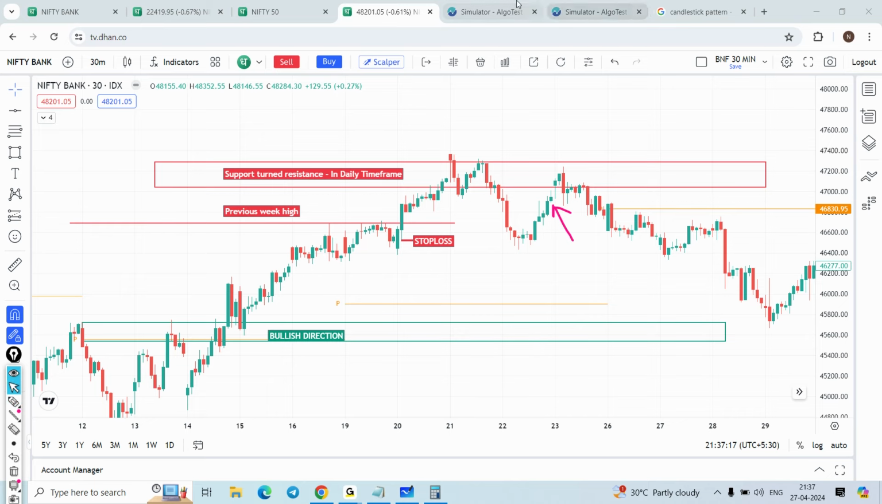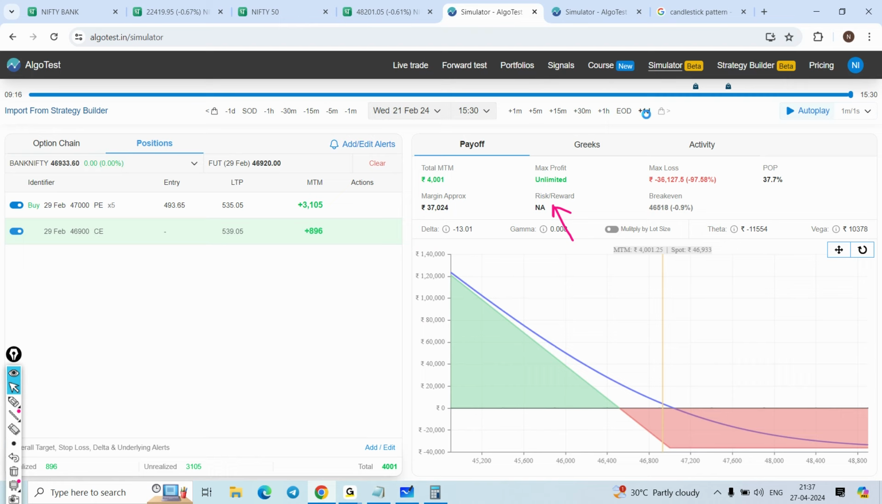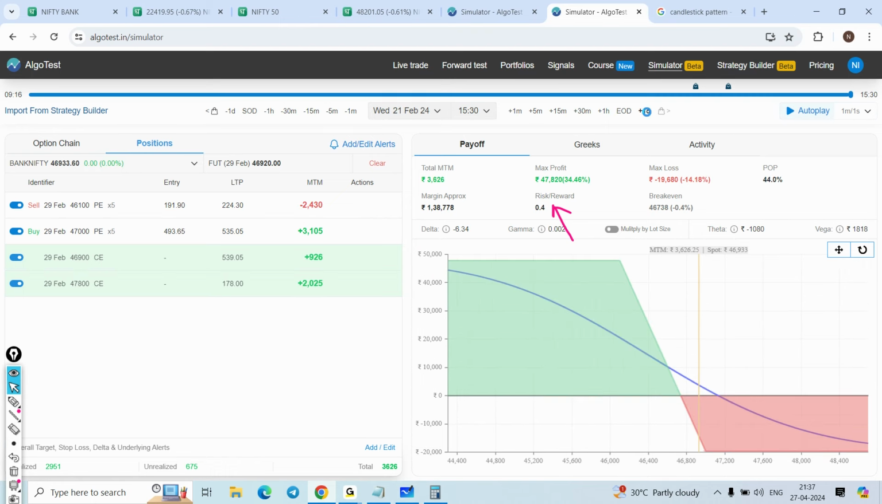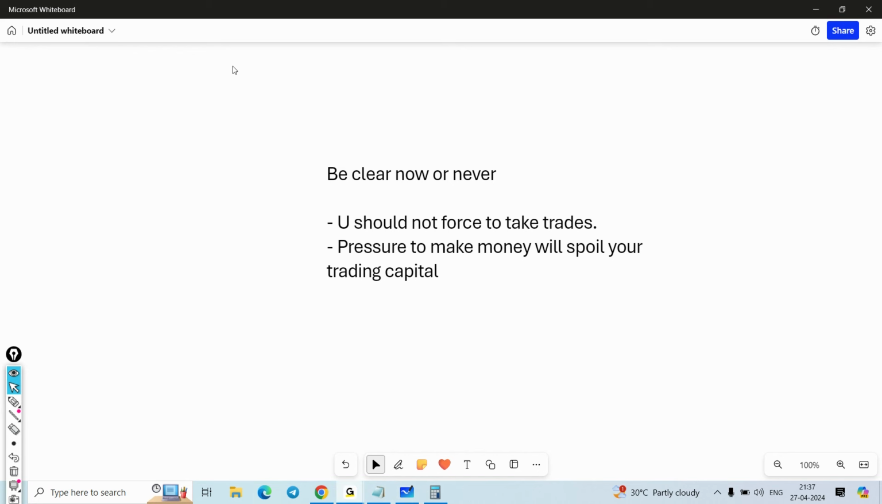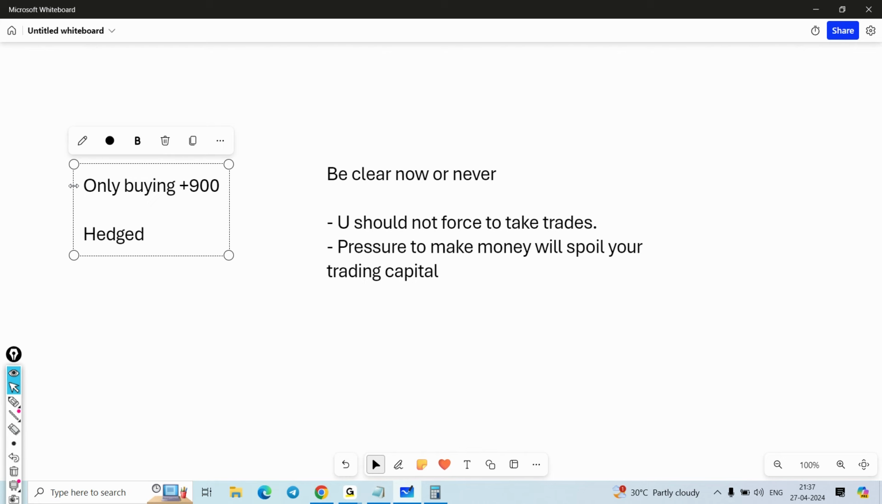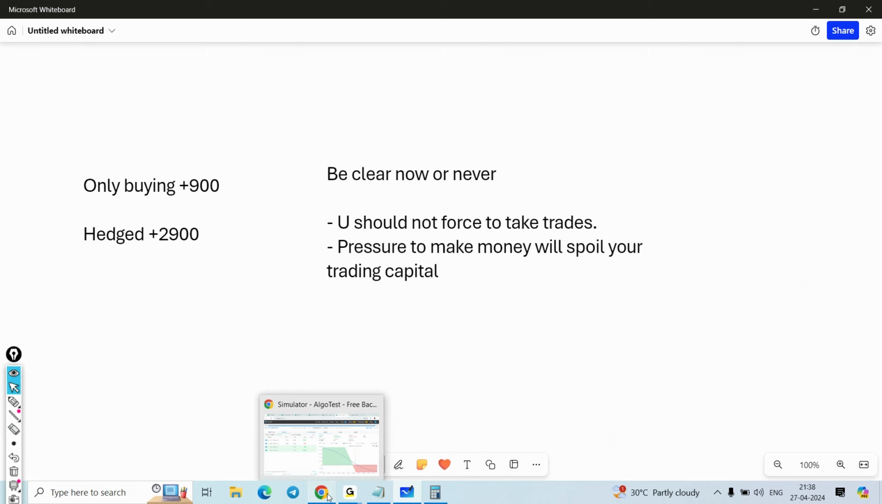So, this is 22nd February. Next day, candle closing. Next day, candle closing. I repeat, in the Yampe, what is running? It is 2900 ka profit running. I'll write it down very clearly here to make it more understandable to you traders. Only buying mein running was 900. Edged mein running was 2900 ka profit before taking the second position.